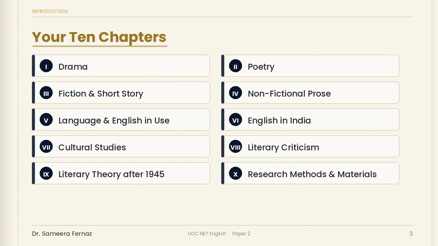Here is the full map of your journey. Unit 1 is drama, Unit 2 poetry, Unit 3 fiction and short story, Unit 4 non-fictional prose, Unit 5 language and English in use, Unit 6 English in India, Unit 7 cultural studies, Unit 8 literary criticism, Unit 9 literary theory after the Second World War, and Unit 10 research method and materials in English. We will now take them one by one.